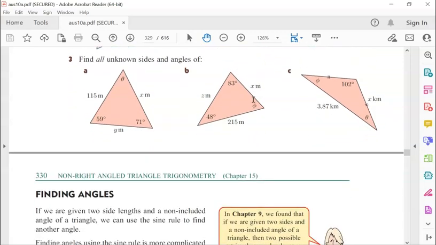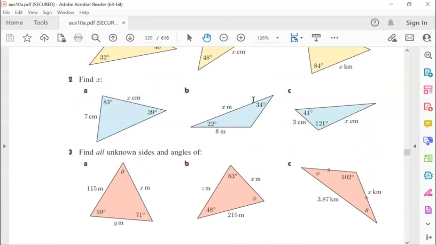Happy? So, not a lot. 1, 2, 3. I'm going to interrupt you in 10 minutes to look at using the formula to find an angle shortly.